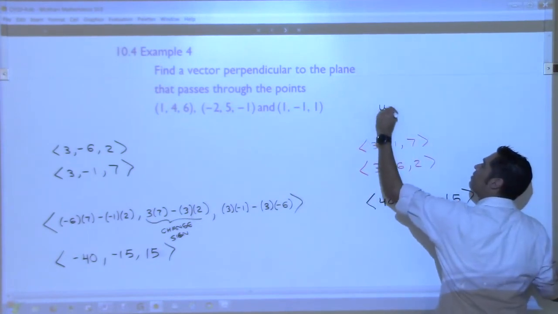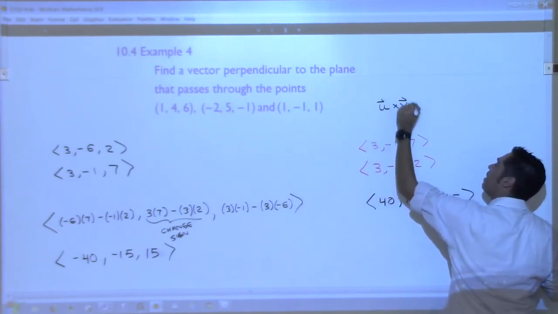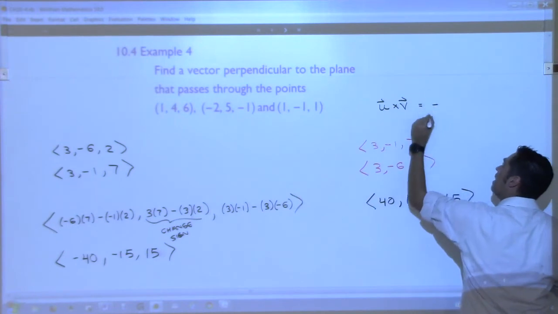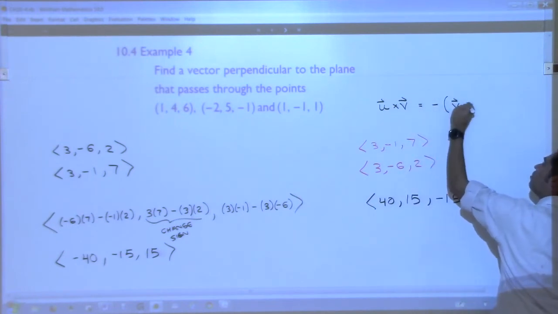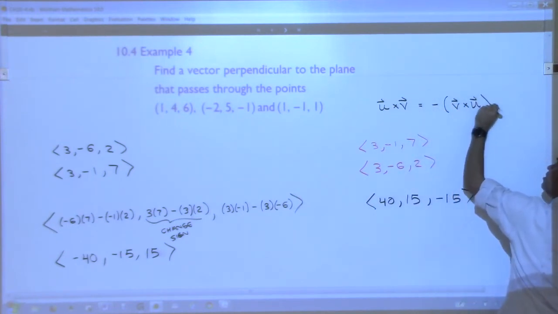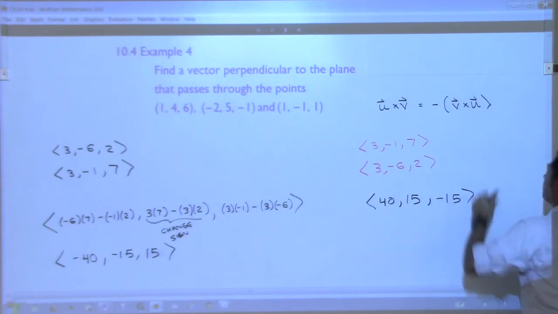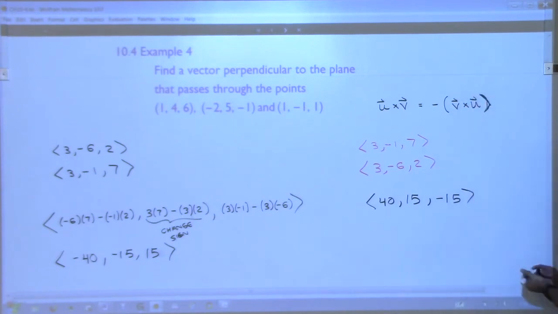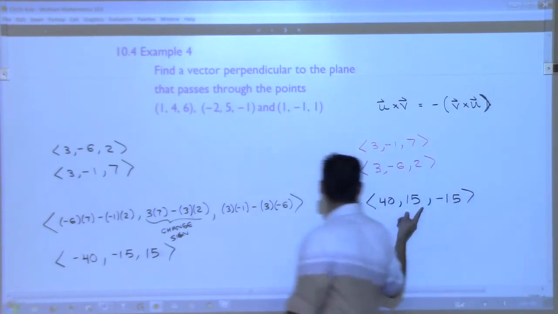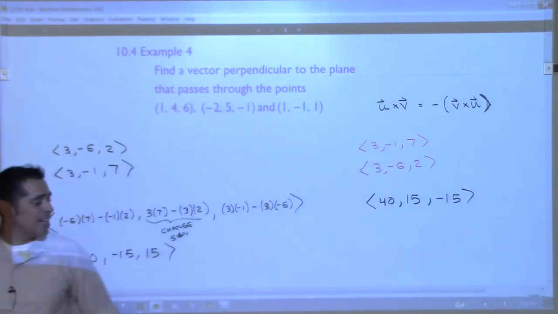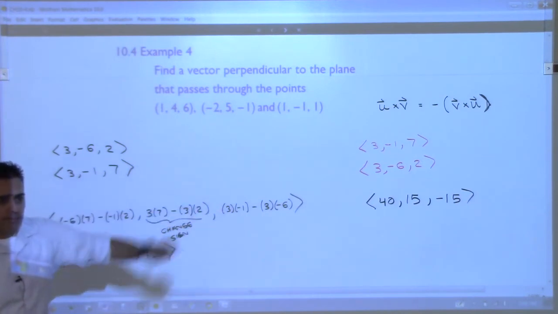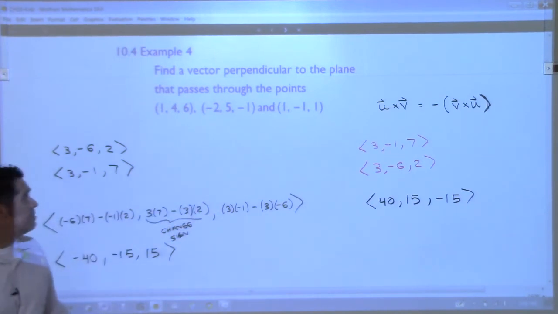If you take some vector u and cross it with v, that's equal to the negative of v crossed with u. So they are just off by a sign. Right? Take that, multiply it by negative 1, you get that. Or take that and multiply it by negative 1, you get that. Would you accept both answers? It doesn't matter which one you do.